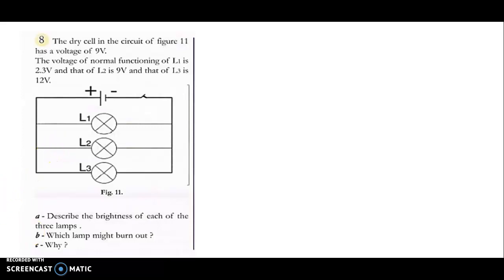Now, exercise 8. The dry cell in the circuit of figure 11 has a voltage of 9 volts. So this is 9 volts here. The voltage of the normal functioning of L1 is 2.3 volts, that of L2 is 9, and L3 is 12. So these are the rated voltages of each of L1, L2, and L3. Having different rated voltages means that the lamps are not identical. Okay, so A, describe the brightness of each of the three lamps.